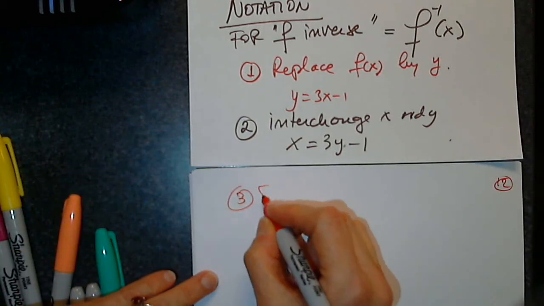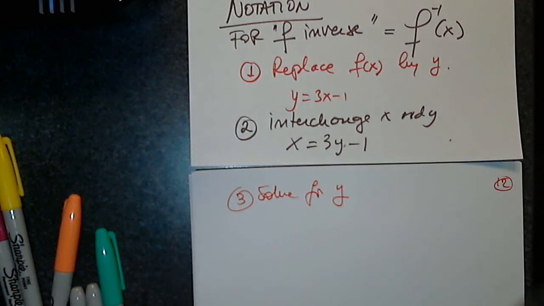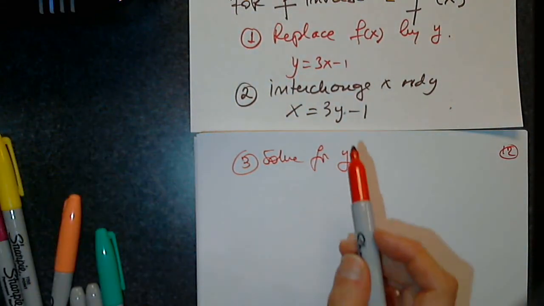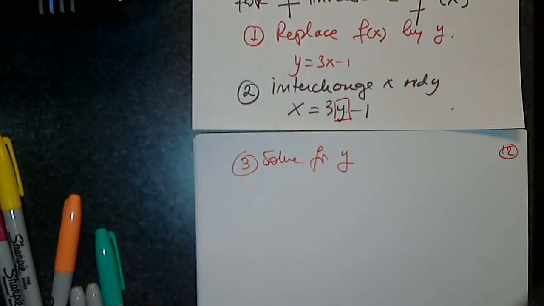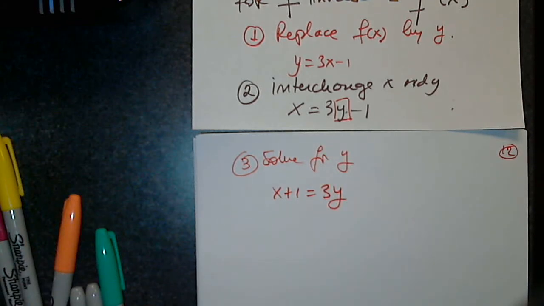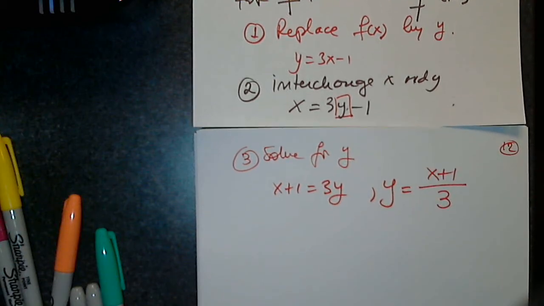So number 3, solve for y. How do I solve this equation for y? I'm solving for y. Y is the variable. Yes, x plus 1 equals 3y. And finally, yes, this time you can write it like this.